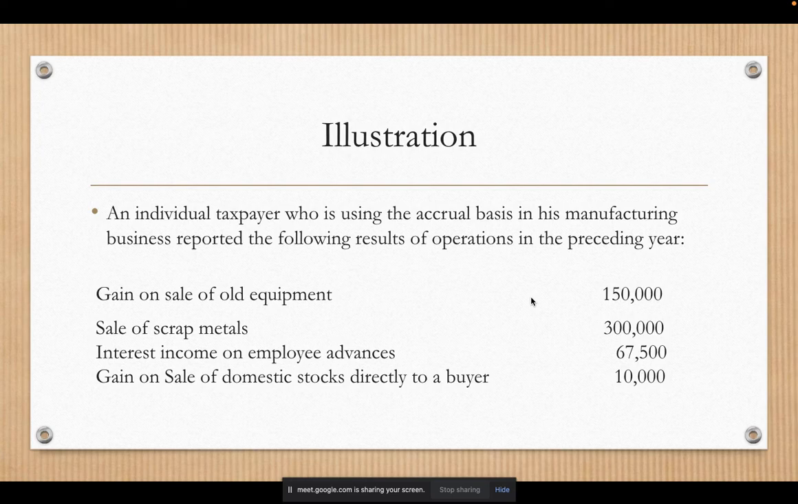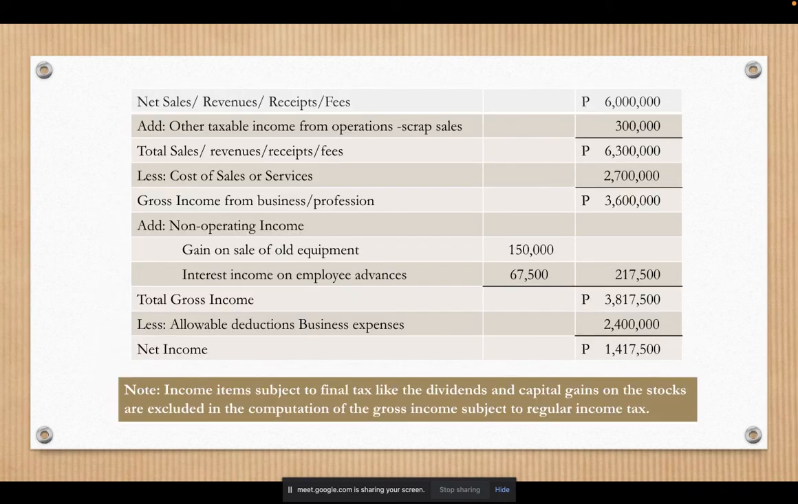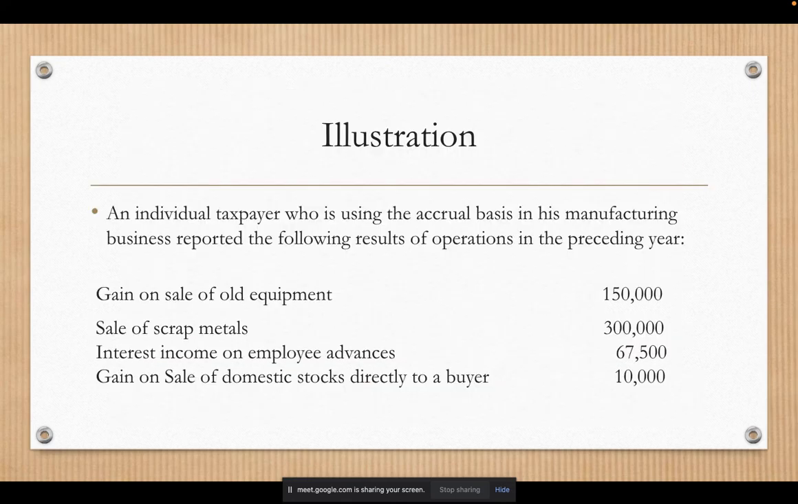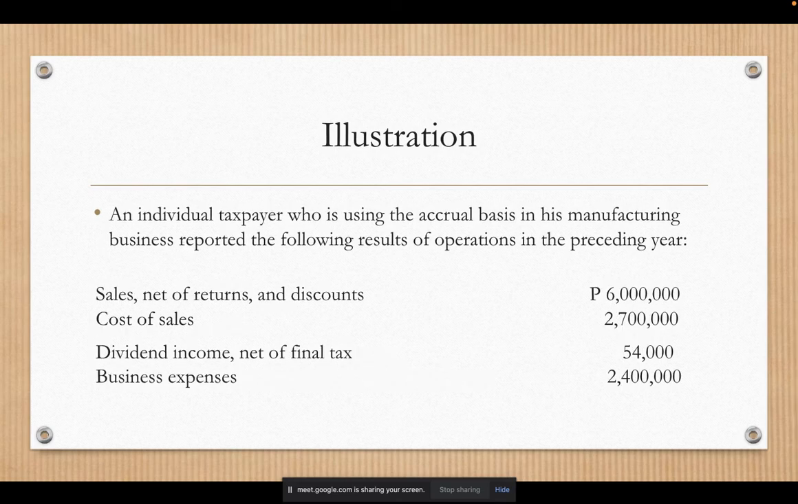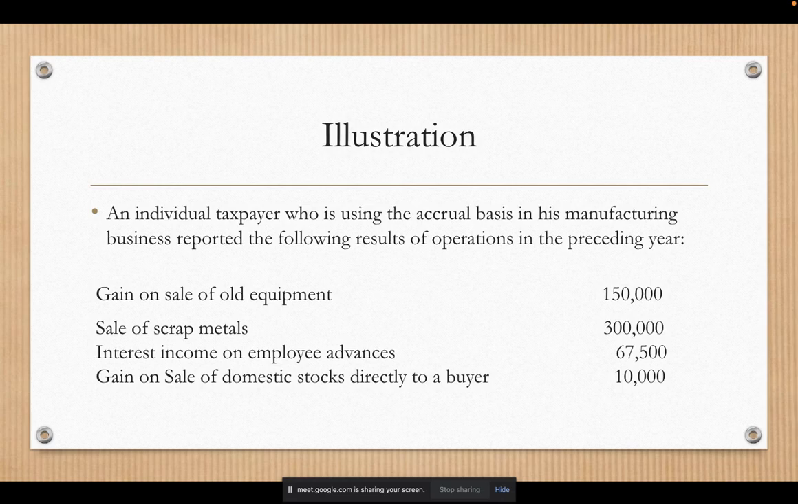How about this one? Okay. So, meron pa pala to. Ito, karagdagang information. There is also gain on sale of old equipment, sale of scrap metals. By the way, earlier, if the problem stops here and the question is net taxable income, then the 900,000 answer is correct. Okay, but there is additional information given.